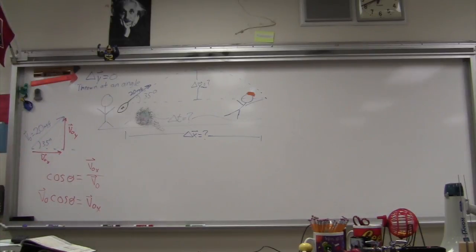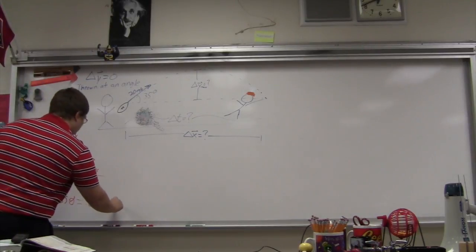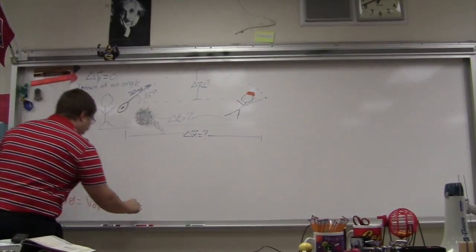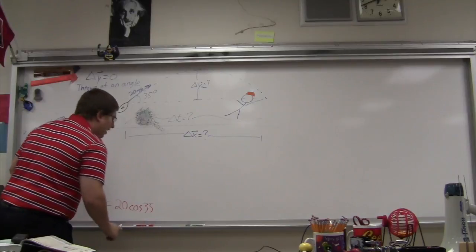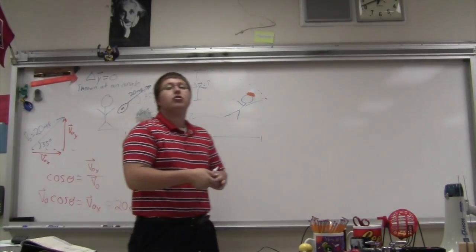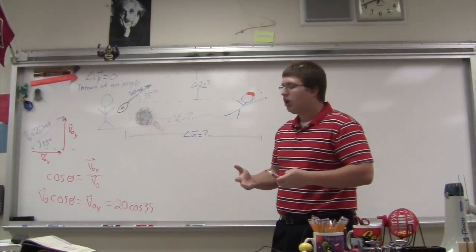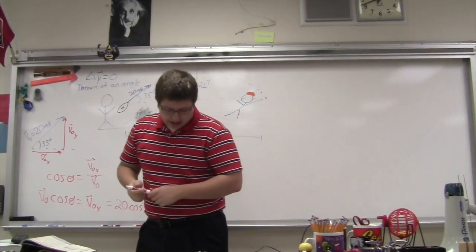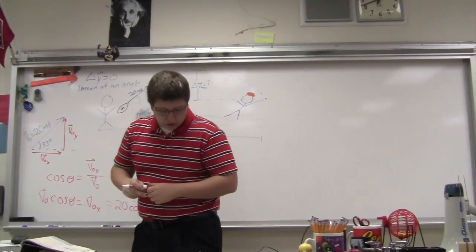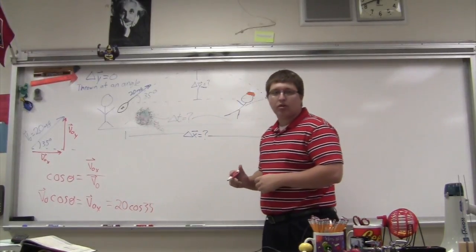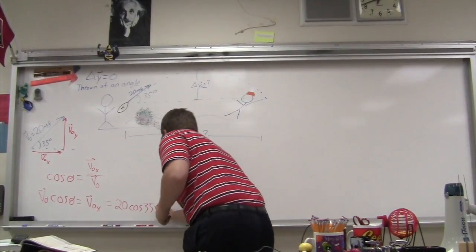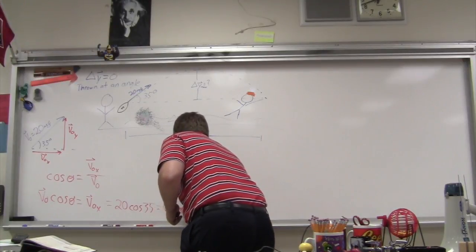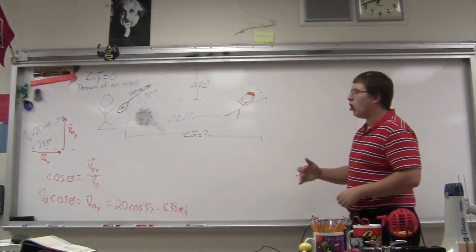And then we can just plug those numbers into the calculator. So that's 20 cosine 35. Okay? So then you got to go to your calculator. You got to make sure that your calculator is in degrees mode. Otherwise you will not get the correct answer. This is 35 degrees. If your calculator is in degrees mode, you should get 16.38 meters per second. And so there's your Vox.